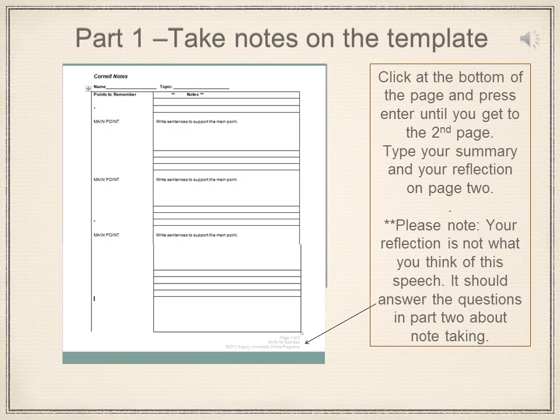Sometimes students have trouble with the lines and send me a note to say, my template won't work. This is just a small technical issue. You just click on the line and drag it down and then you'll be able to see your words. Notice that I have directions over here that says click at the bottom of the page and press until you get to the second page to type your summary and your reflection. Please note, your reflection is not what you think of the speech. It should answer the questions in Part 2 of the note-taking exercise.